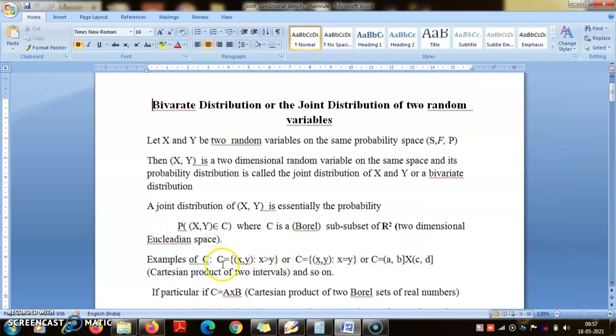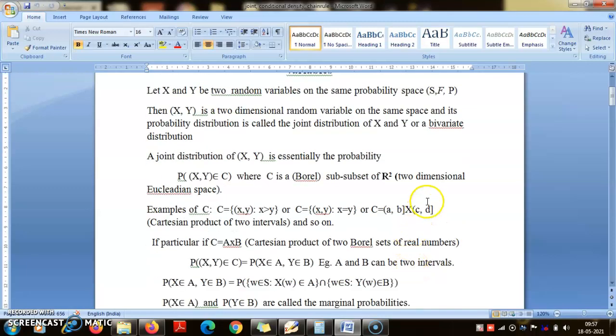An example: C is all those points in the xy plane above the 45-degree line. Above or below? This will be below, right, because the x coordinate is more than the y coordinate. Then these are the points on the 45-degree line. More commonly we see the case where C is the Cartesian product of two intervals, or two sets in general. Then (x, y) in C means x in A and y in B.